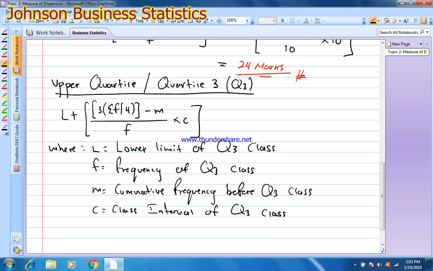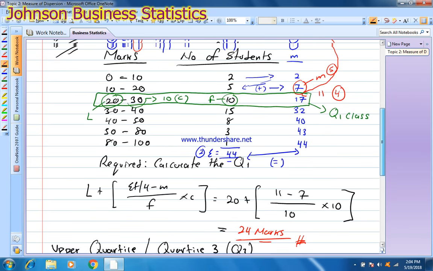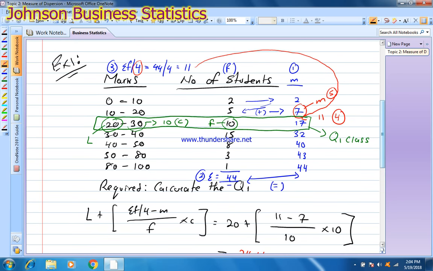So our next formula is the upper quartile, or we call it quartile 3, Q3 in short form. Now the difference is this part. From median to Q1 to Q3, only this part is the difference. So what you're going to do here is divide by 4 and then times 3. That's the difference here. So I'm going to use back the same example as example number 1.